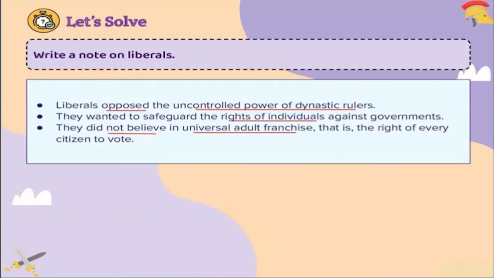So let me show you the answer. They opposed the uncontrolled power of dynastic rulers. They wanted to safeguard the rights of the individual against the government, and they did not believe in universal adult franchise; they believed that only men should get the right to vote.